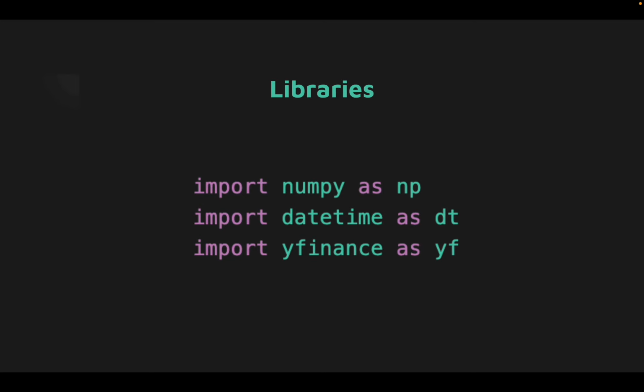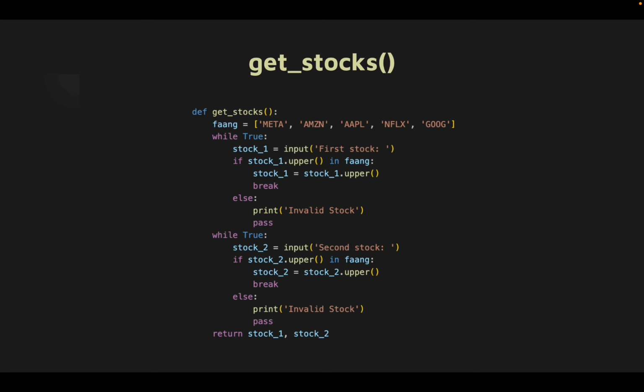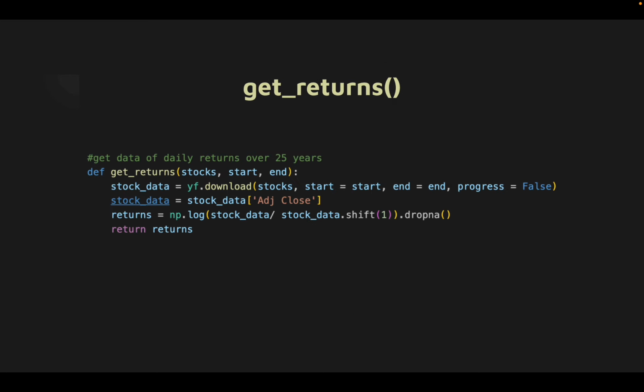I use a couple libraries. NumPy was for calculations, Datetime was to get the dates, and Yfinance is to extract the stock prices of these individual stocks. So a couple of functions that I created. One would be get stocks, which was to make sure that the input was indeed part of the FANG companies. Get returns is to extract the prices from the Yahoo Finance library and calculate the daily returns.